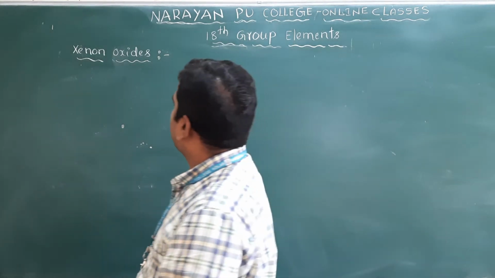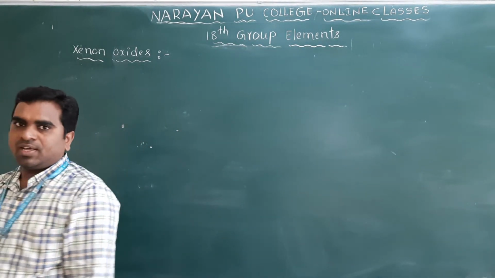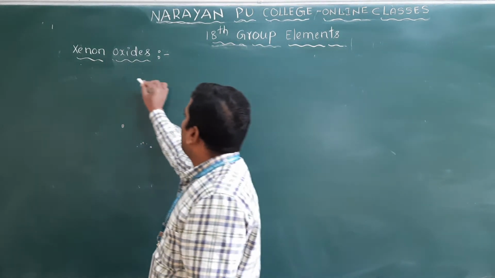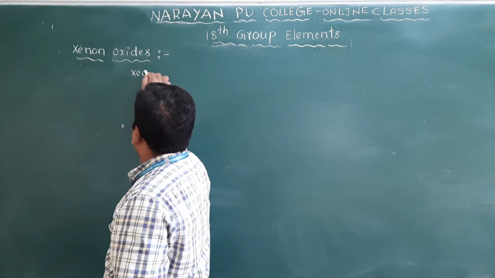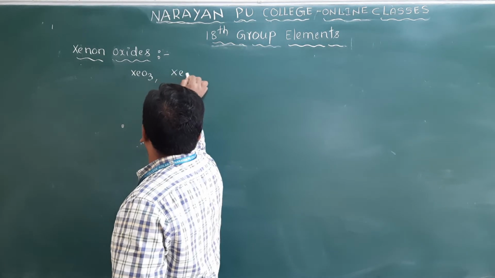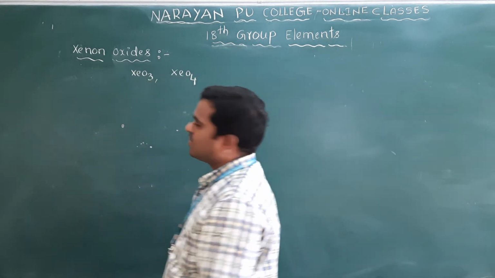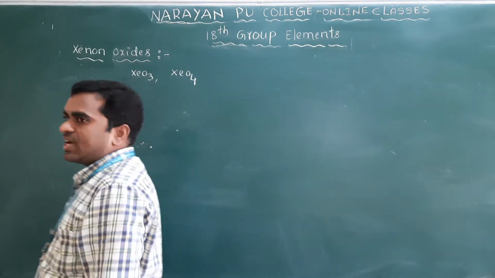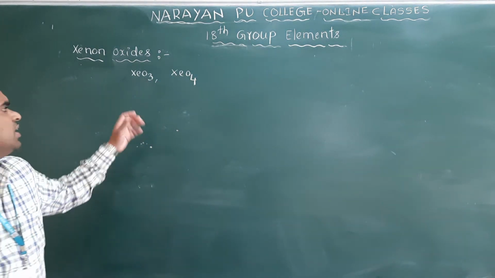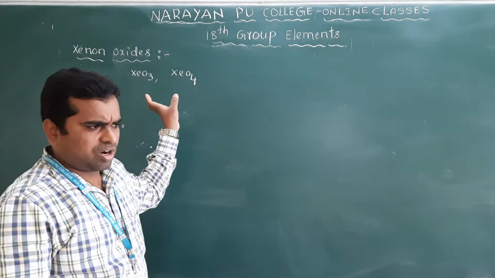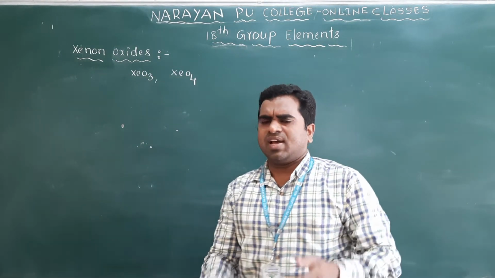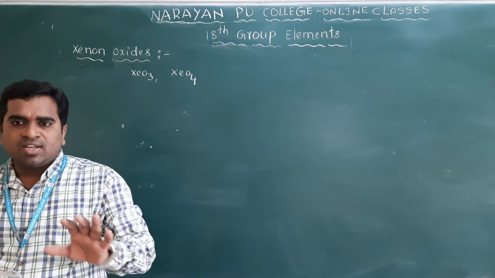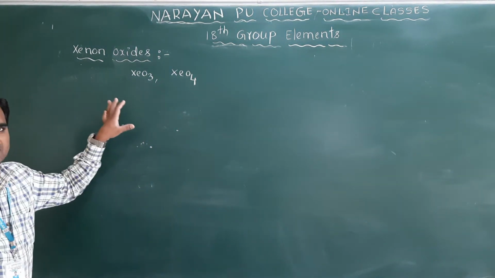Okay, the next one is xenon oxides. Mainly xenon forms two types of oxides: one is xenon trioxide and the other is xenon tetroxide. This is not that much required in the answer; the textbook has given only the structures of these molecules. So I will just say the preparations here.